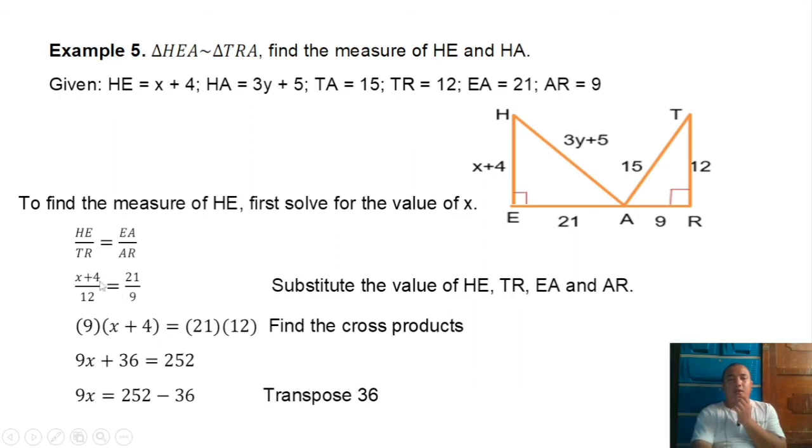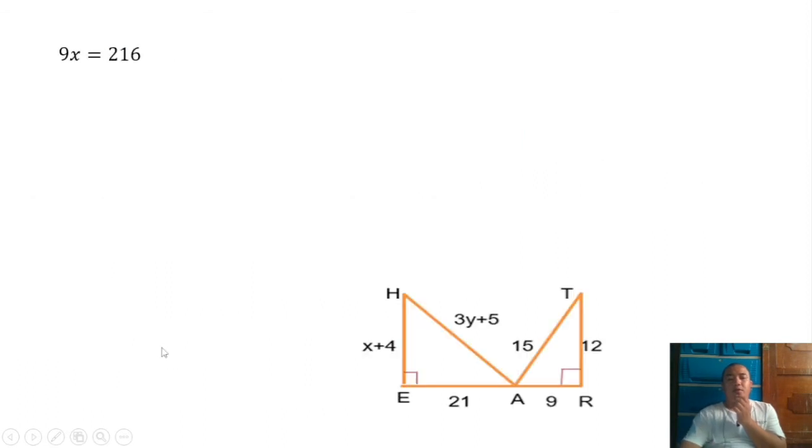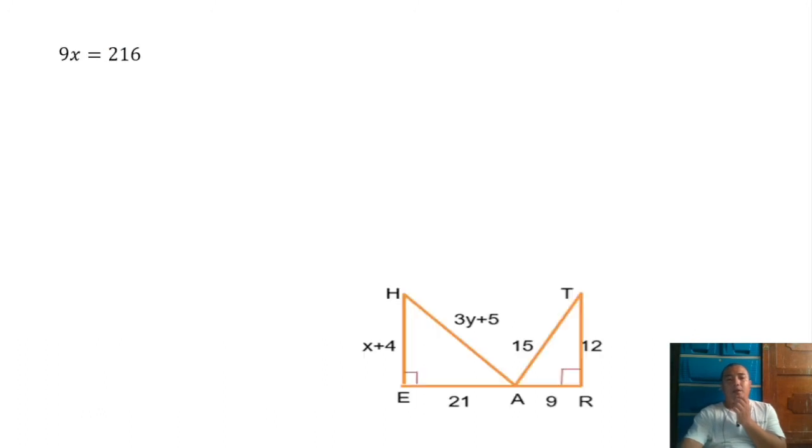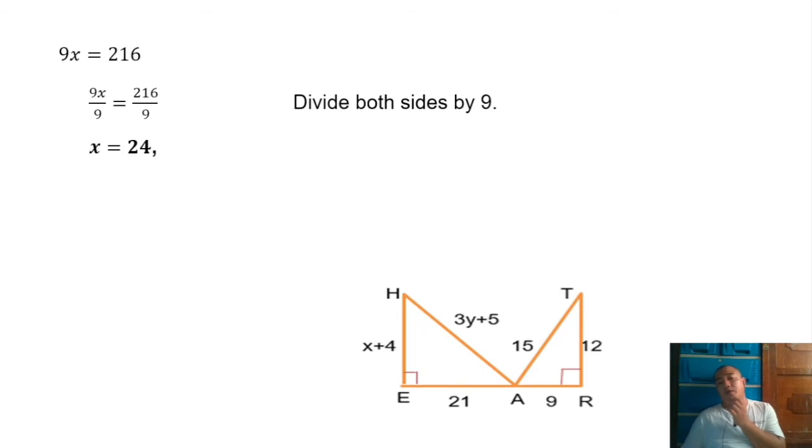Cross multiply: 9 times x plus 4 is 9x plus 36. 21 times 12 is 252. 252 minus 36 is 216. 216 divided by 9 is what? 24. So therefore x is equal to 24.